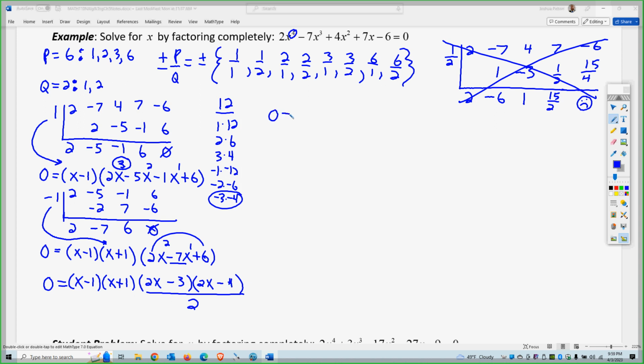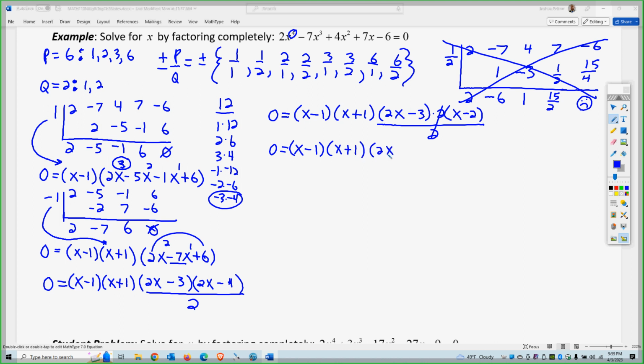All right, so we have a common factor of 2 we can take out there. So 0 equals x minus 1, x plus 1, 2x minus 3. I can take out a 2 from the second one and be left with x minus 2 all over 2, which cancels. So 0 equals x minus 1, x plus 1, 2x minus 3, and x minus 2. So those are my factors, right?